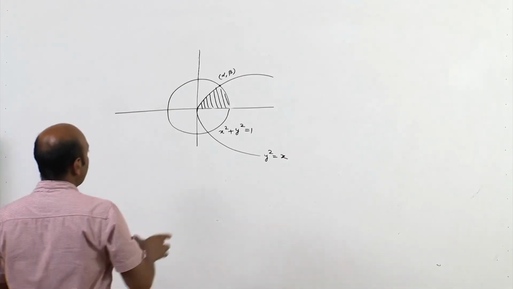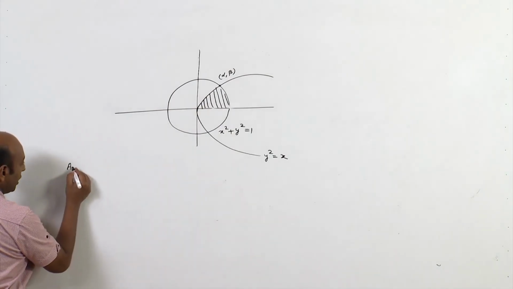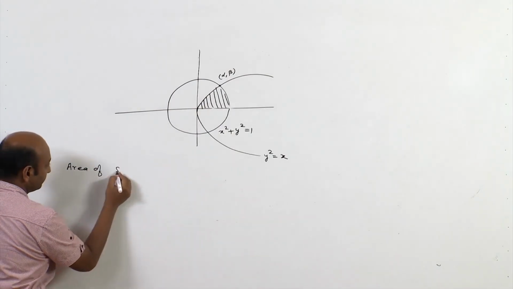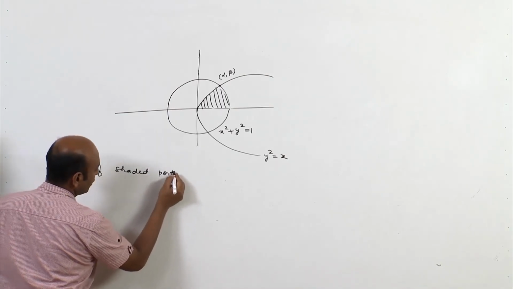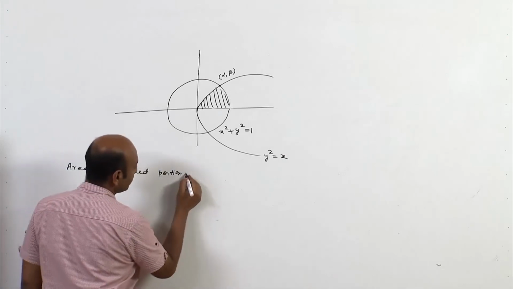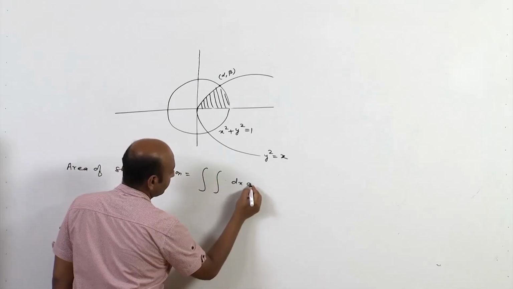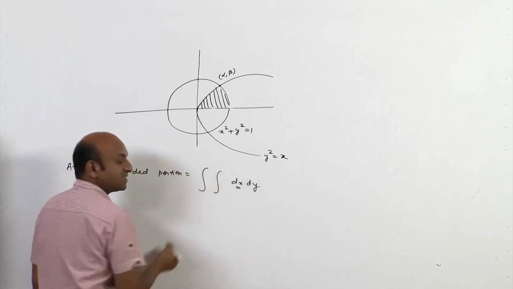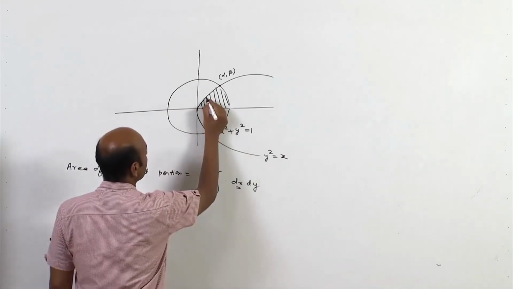Now, we are interested to find the area of the shaded portion. So how can you find it? So area of the shaded portion or shaded region will be equal to double integral. Suppose we take dx dy. So dx is first. So take a strip parallel to x axis.